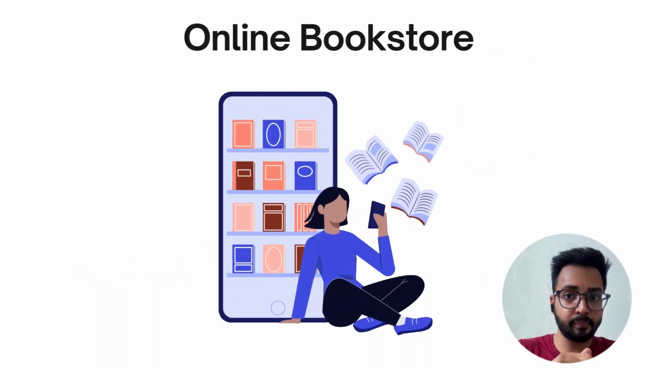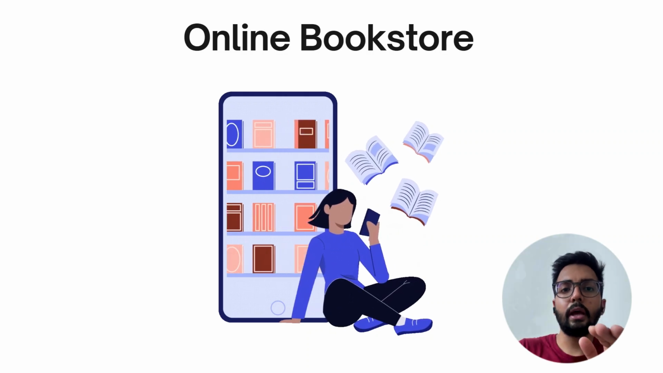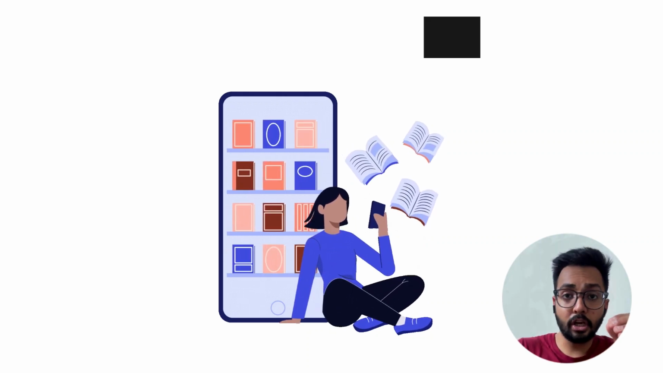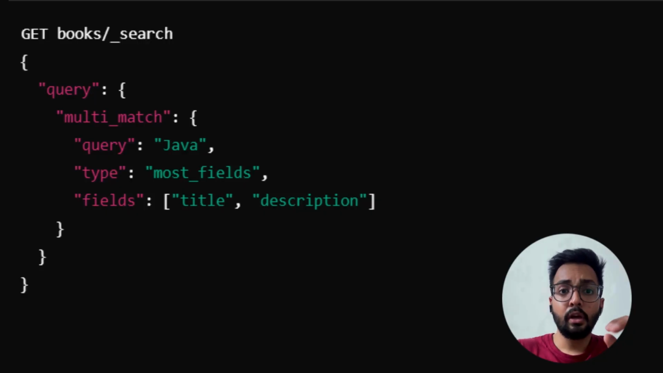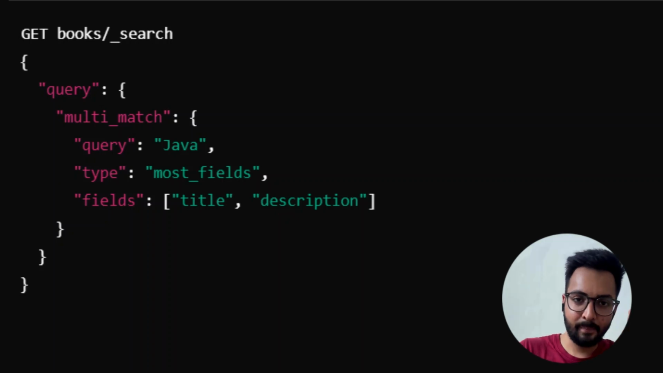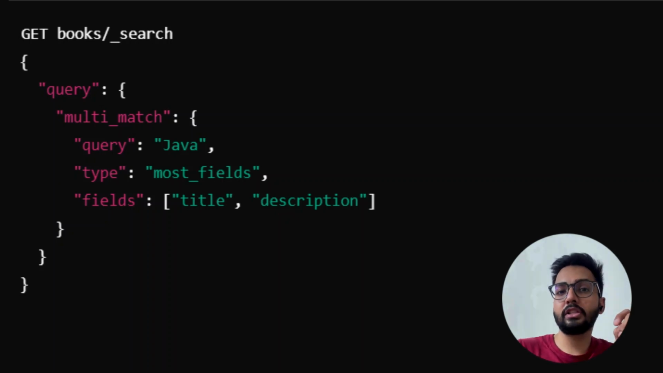Now let's understand the techniques to improve search relevance in Elasticsearch with an example of an online bookstore. First, let's look at a simple search query in Elasticsearch. Suppose a user is searching for books about Java programming. The basic Elasticsearch query would look like this. This query will search for the keyword Java in the title and description fields of the books in our database.